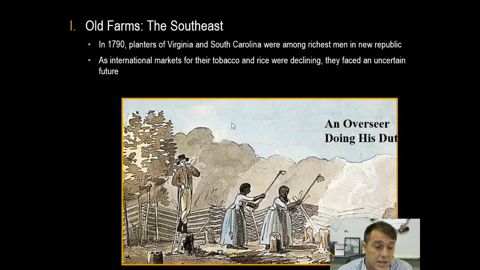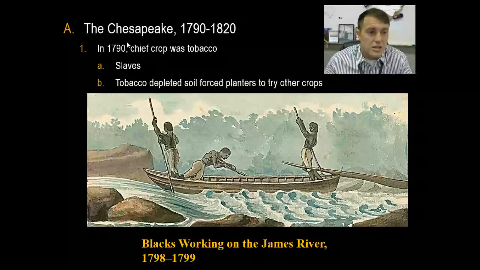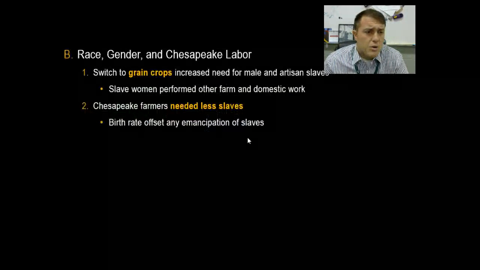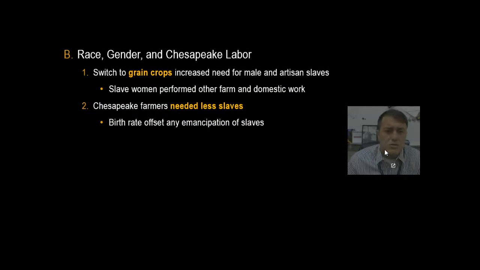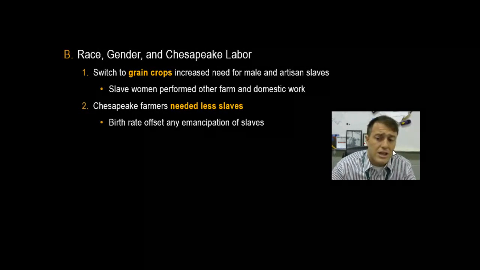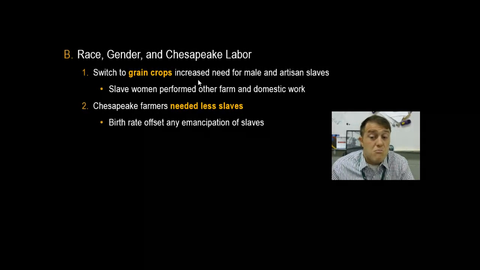Here we see an overseer, whose job was literally to watch and make sure that slaves were doing their job. In the Chesapeake colonies, the chief crop was tobacco. Tobacco depleted the soil and forced planters to try other crops. But they're going to move more into grain crops, which need artisan slaves, slaves who are able to turn wheat and barley into flour and rye. So they are going to need more skilled slaves, but they're going to need fewer slaves.